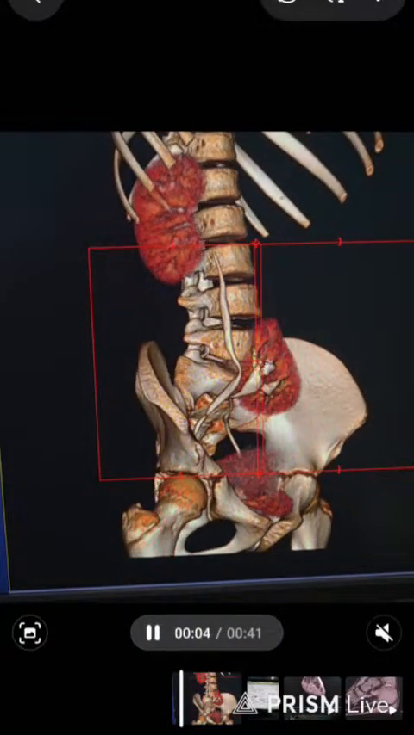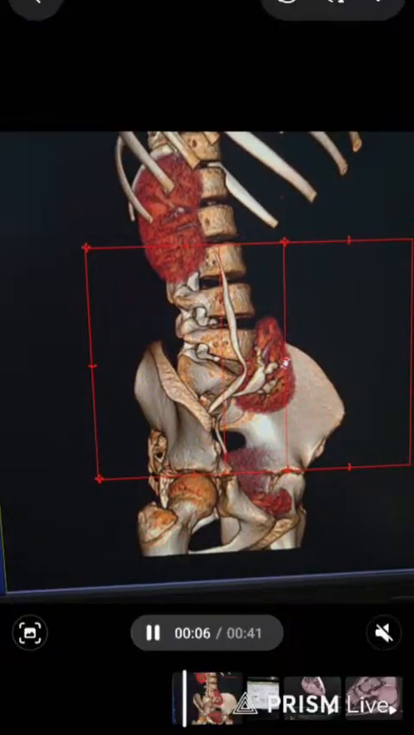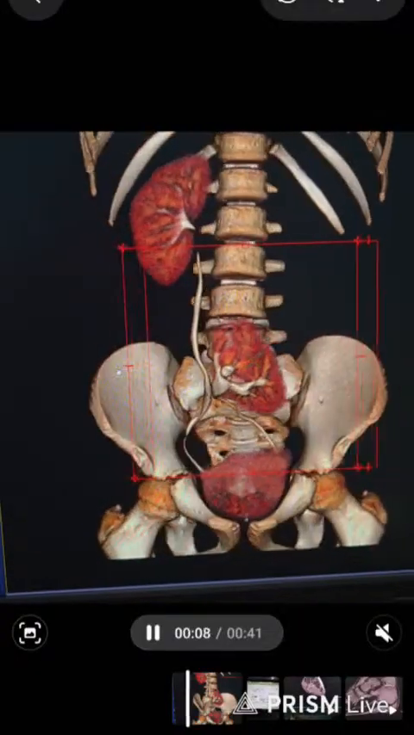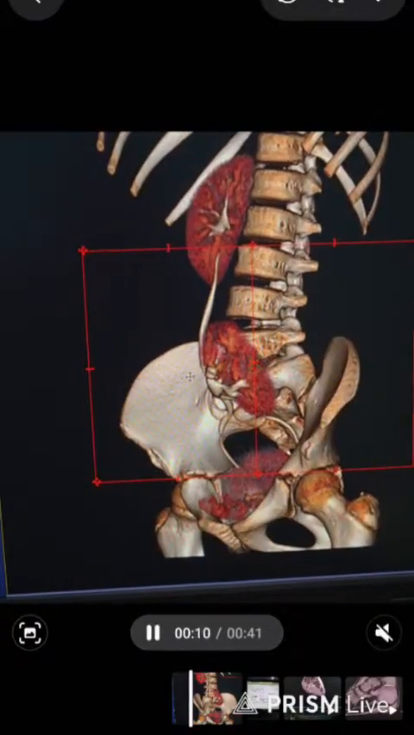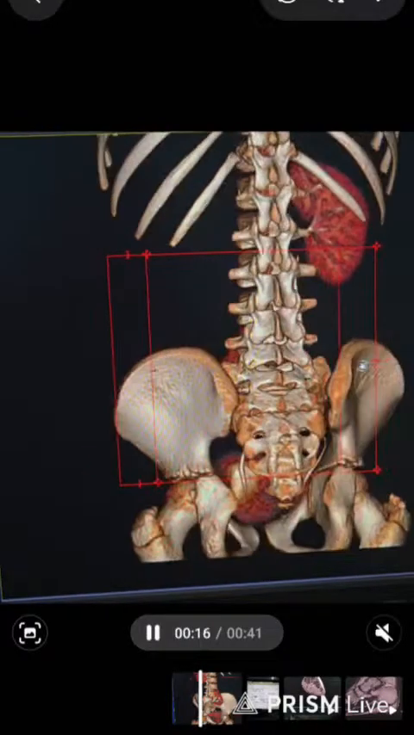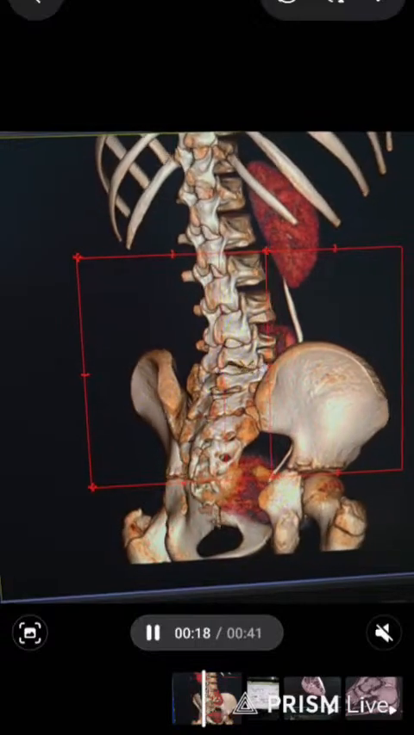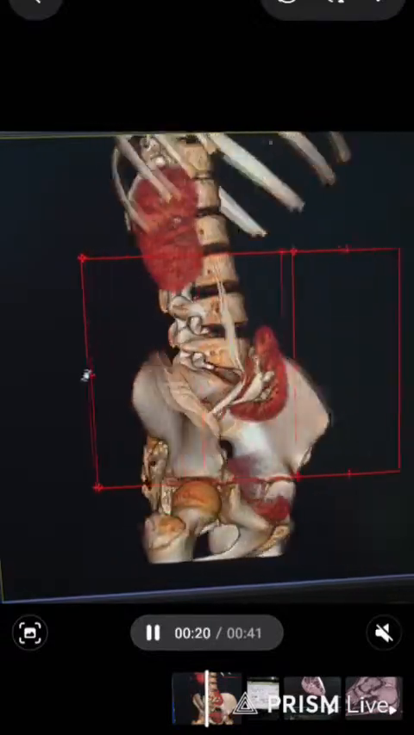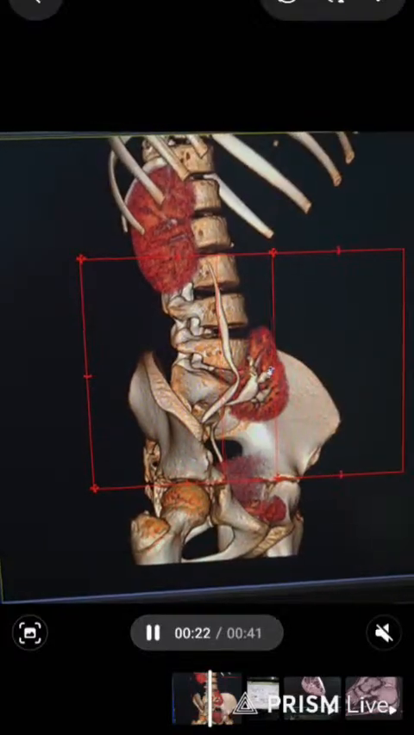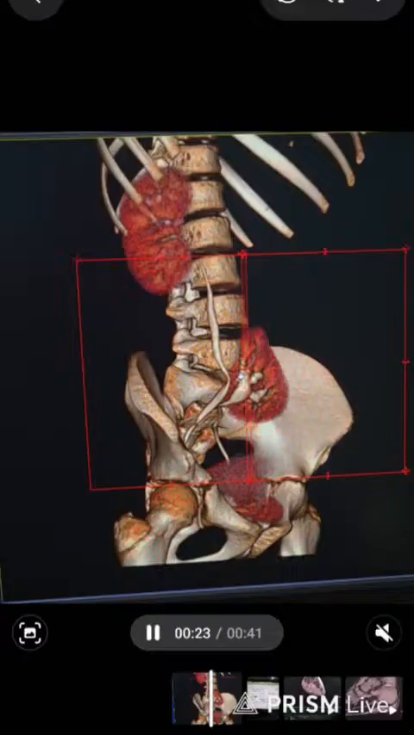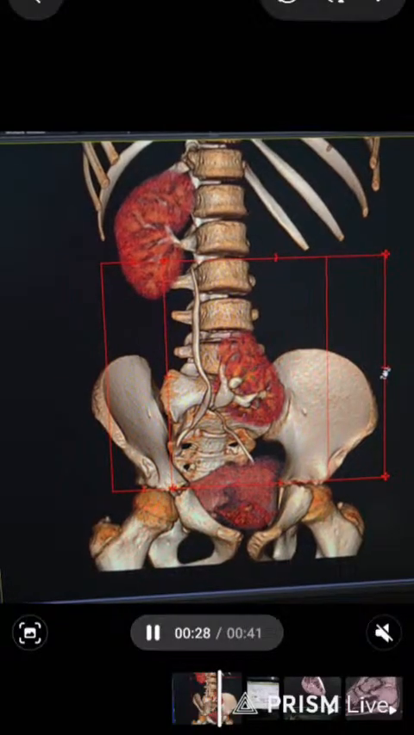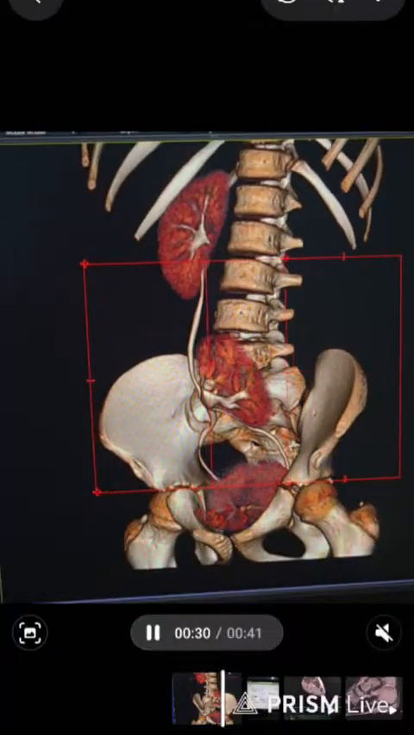Today's class is about pelvic kidney. Here you can see the kidney was not in the normal position. It shifted lower, under the pelvis region. This case is called pelvic kidney.